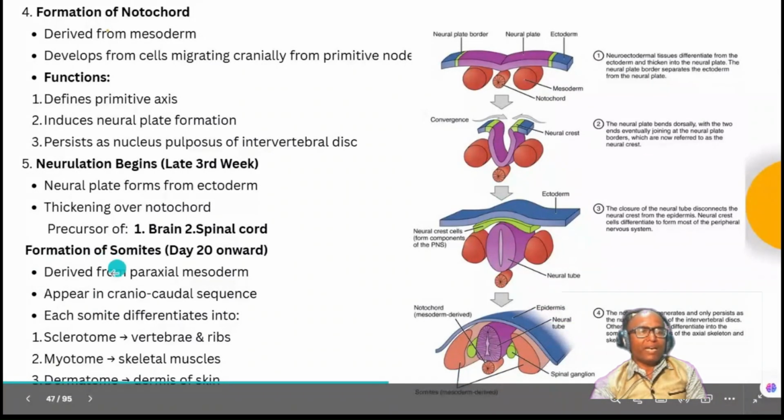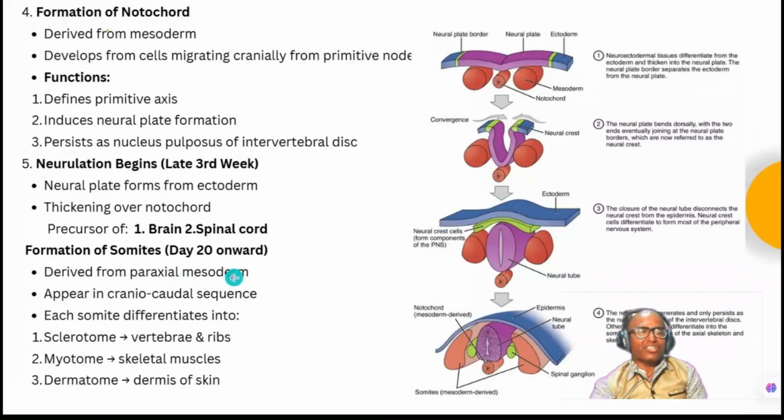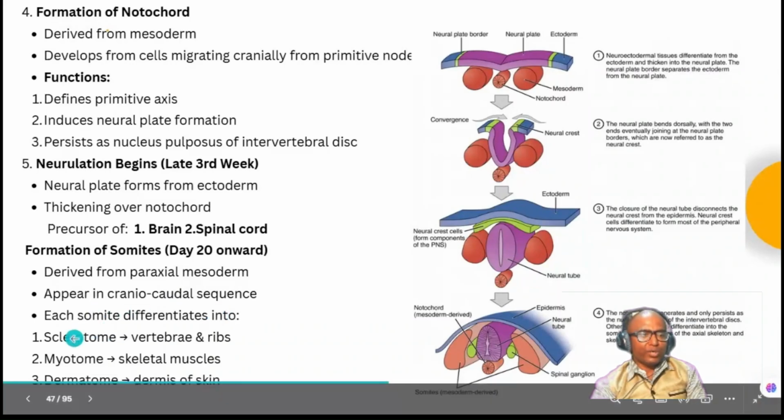So these somites are derived from the paraxial mesoderm. They appear in the craniocaudal sequence. Each somite differentiates into sclerotome, myotome, and dermatome. Sclerotome will give rise to vertebrae and ribs. Myotome will give rise to skeletal muscles, and the dermatome will give rise to the dermis of the skin.